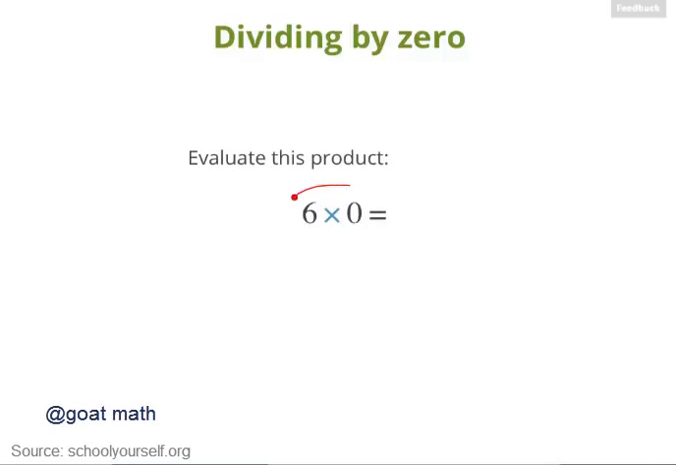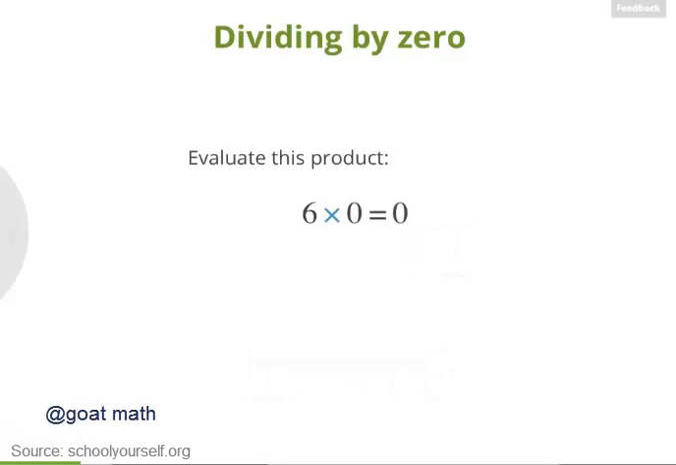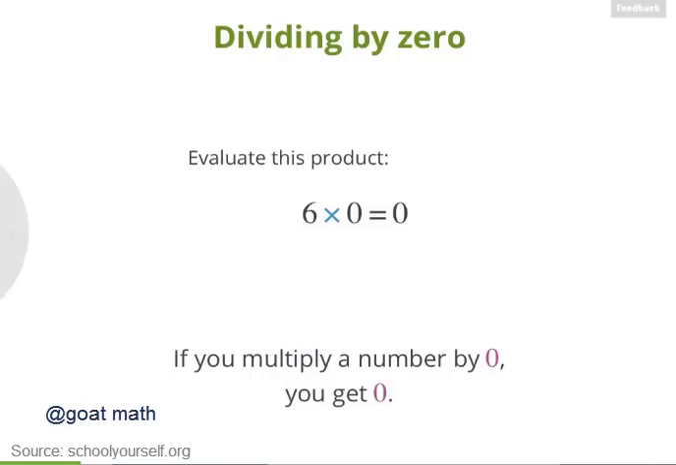product, 6 times 0. In other words, if you have 0 groups of 6, how much do you have in total? And to review multiplying numbers by zero, click down here instead. Right, 6 times 0 equals 0. In general, when you multiply any number by 0, you always get 0.